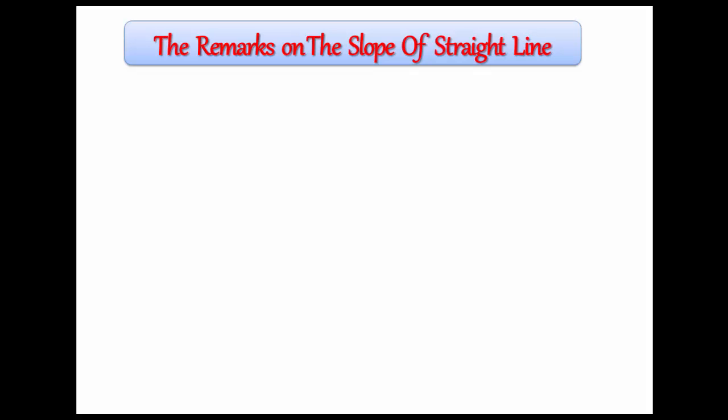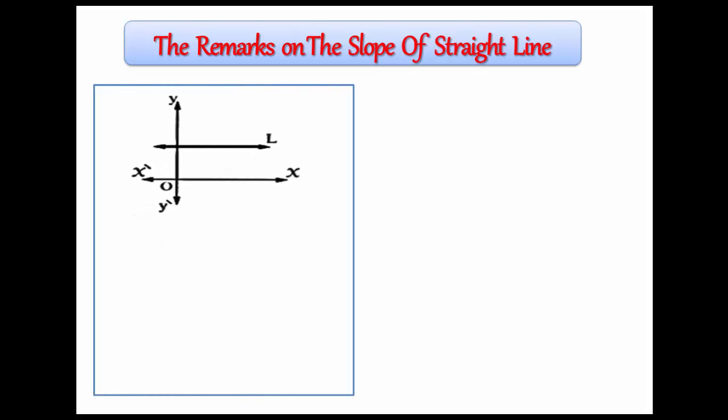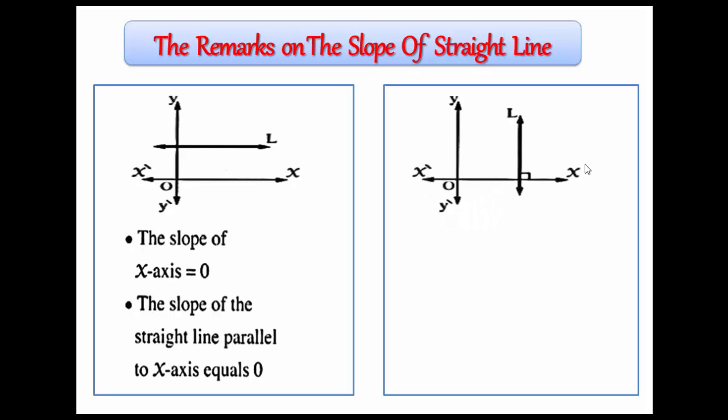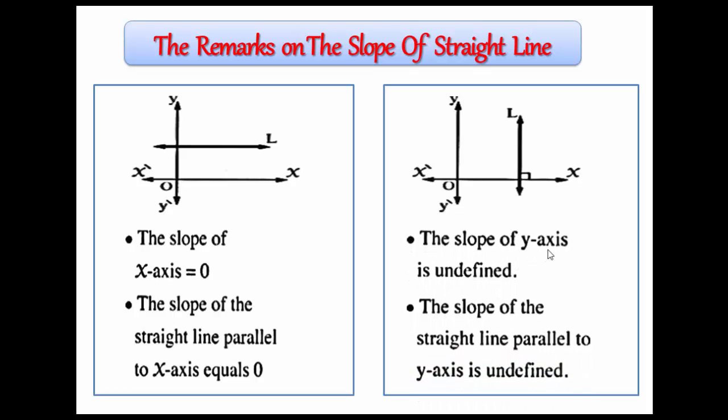The remarks on the slope of a straight line. First, if L is parallel to the x-axis, the slope equals 0. The slope of a straight line parallel to the x-axis equals 0. So if we have a straight line parallel to the x-axis, it means the slope equals 0. Second, if L is perpendicular to the x-axis, the slope is undefined. The slope of a straight line parallel to the y-axis is undefined because here we have no slope.